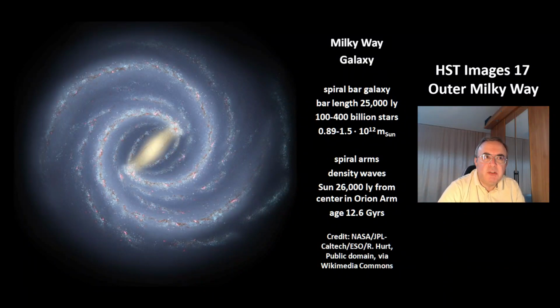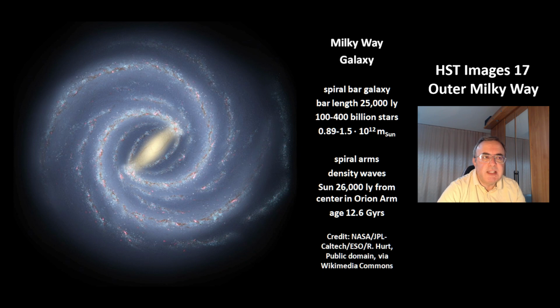Welcome to today's video about the outer Milky Way Galaxy. This is a nice artist's impression of the Milky Way Galaxy, our home galaxy. It's a spiral bar galaxy. Diameter is 100,000 light years. The length of the bar is about 25,000 light years.